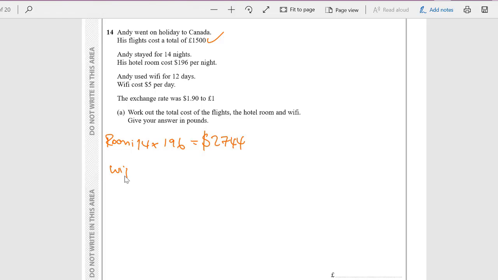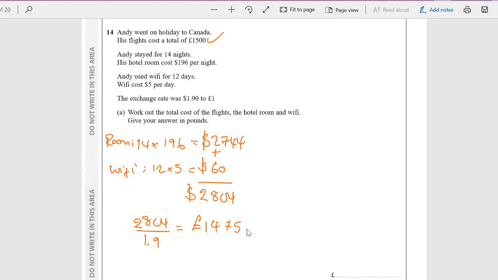And then for the Wi-Fi, 12 times 5. So that gives you $60. And so if we add that up together, we get $2,804. So the exchange rate was $1.90 to £1. So 2,804 divided by 1.9. So that will give you, again using your calculator, £1,475.79.